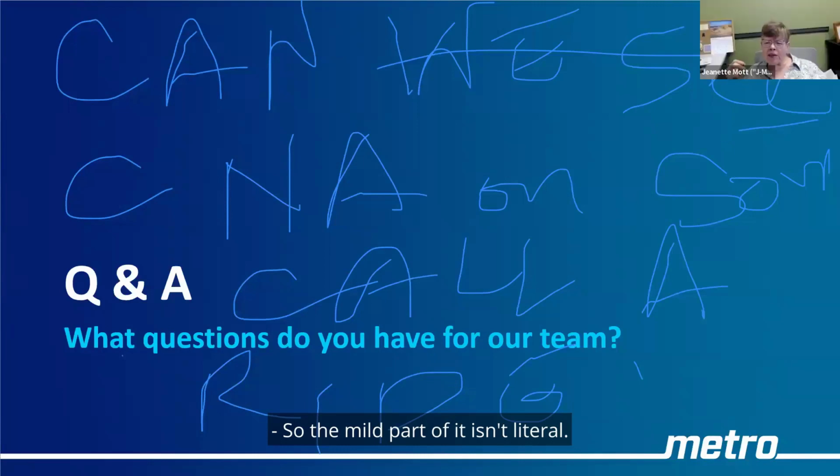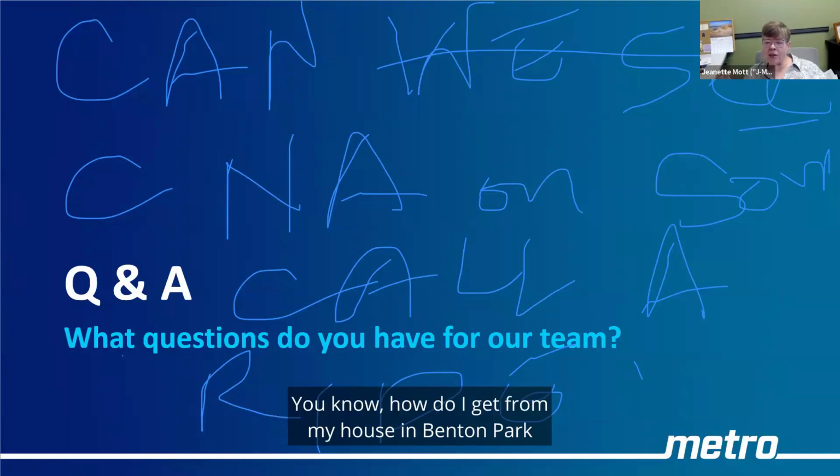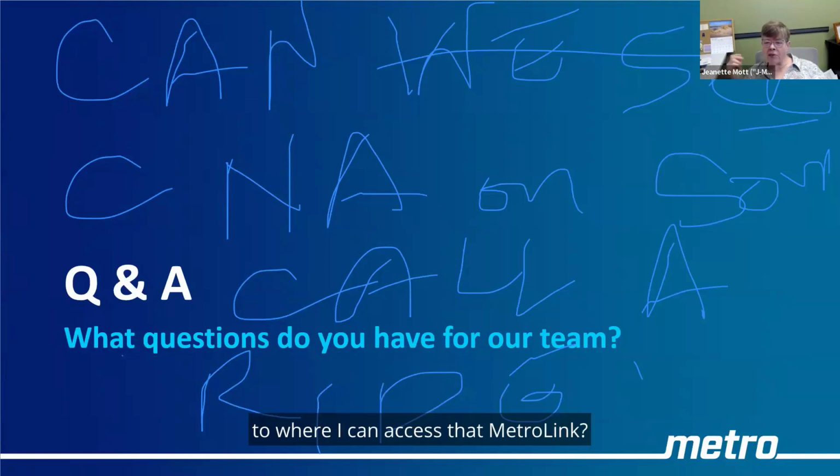So the mile part of it isn't literal. It's not a 1 mile distance. It's about how do I make my connection to, say, a Metrolink station if there's not one near my house, but I need to go to Metro East, and the Metrolink will get me there. How do I get from my house in Benton Park to where I can access that Metrolink?